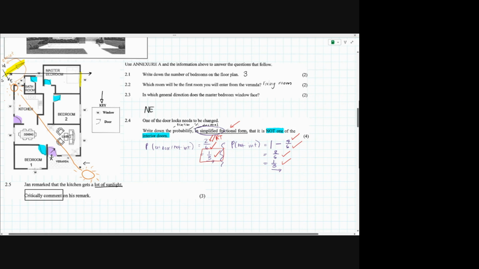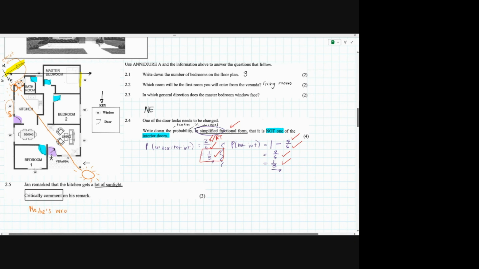And if we think about where this kitchen is situated, it's definitely on the westerly side. But think about the windows. There's one tiny little window here at the back, okay? And there's a window here on the side. But the problem is where this window is located, this is in the south, okay? There's not going to be any sun really. There's this tiny little window that's going to let in a little bit of sun into the kitchen, but not a whole lot. And so if we are going to critically comment on his remark, I would say, no, Jan is wrong.